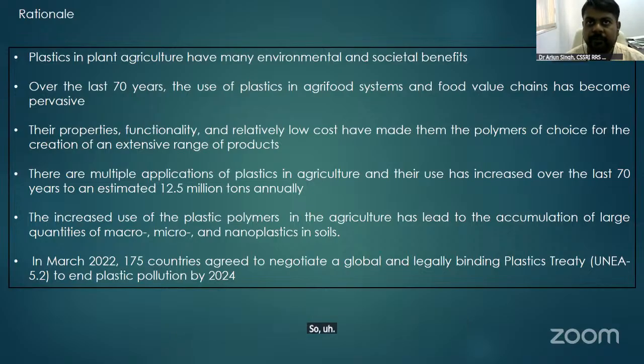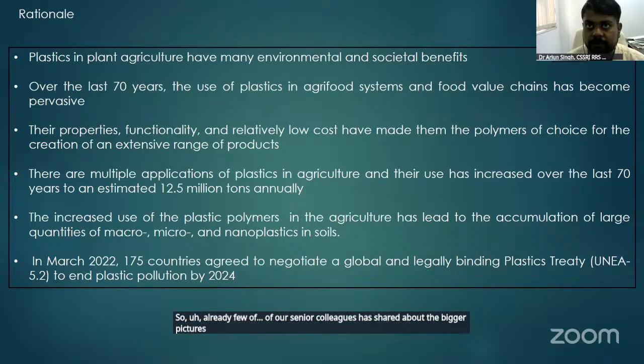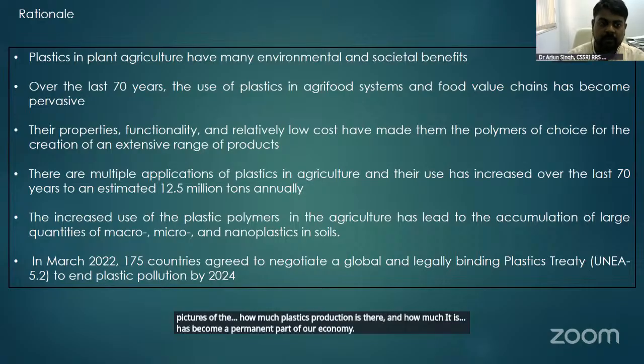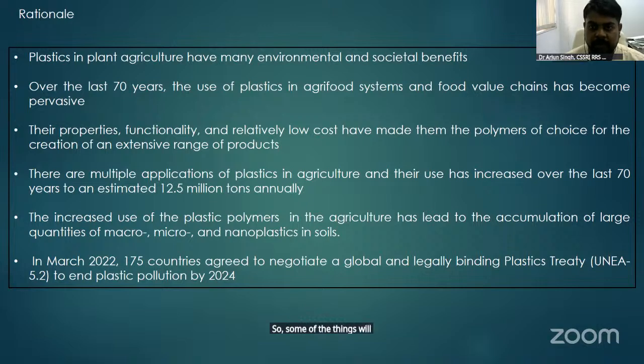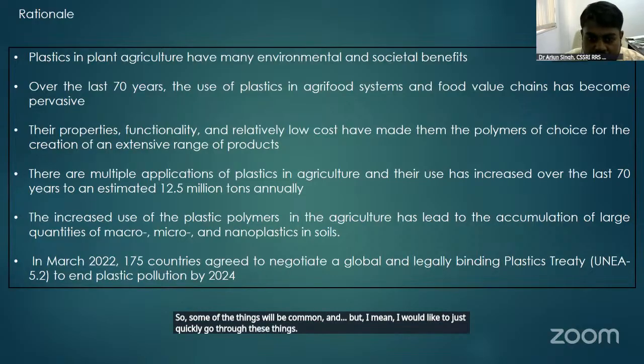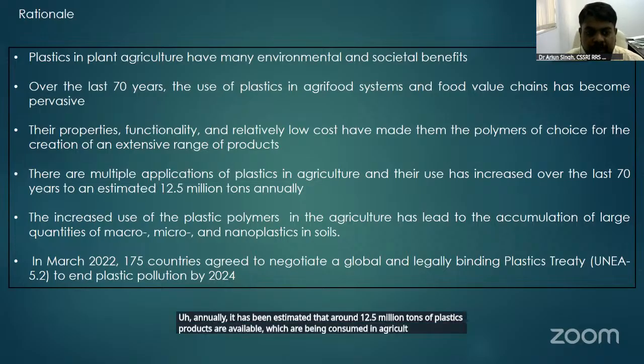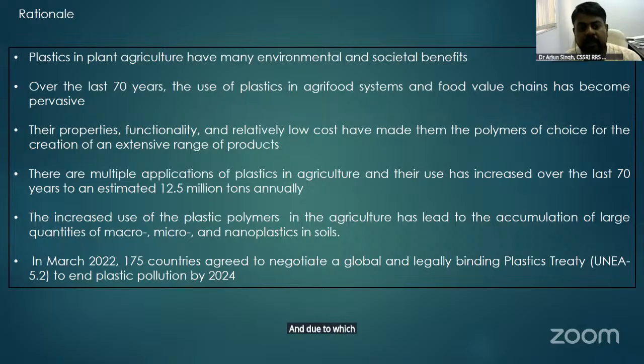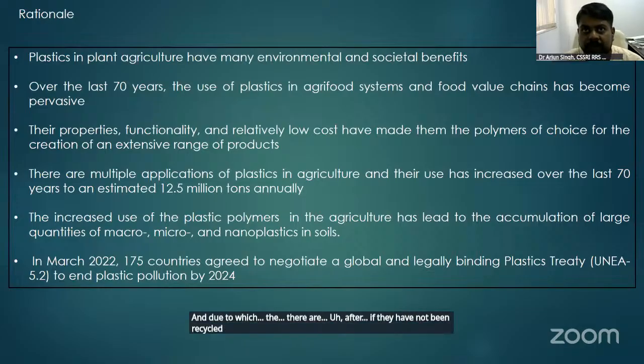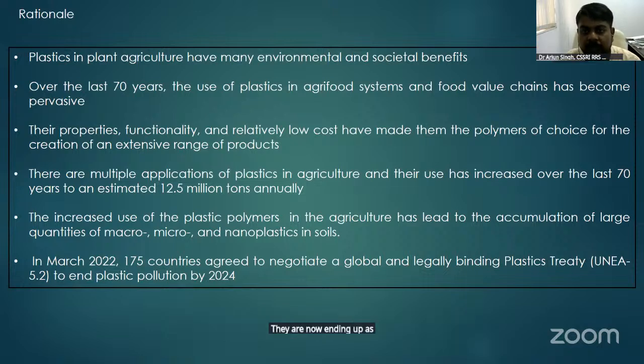So already a few of our senior colleagues have shared many of the bigger pictures of how much plastic production there is and how much it has become a permanent part of our economy. So some of the things will be common, but I would like to just quickly go through these things. Annually, it has been estimated that around 12.5 million tons of plastic products are consumed in agriculture globally, and if they have not been recycled or put to any other use, they are now ending up as macro, micro, and nanoplastics in soils.